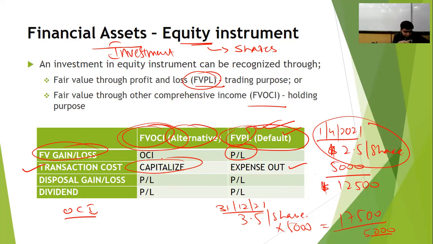Let's say you have made an investment of 12,500 and you have a transaction cost of $500, it means your total amount of investment would be $13,000. It means you will capitalize that transaction cost. So you need to be very conscious. You need to be very alert.